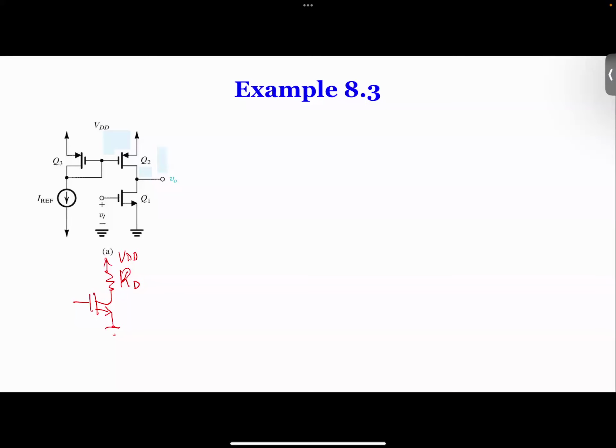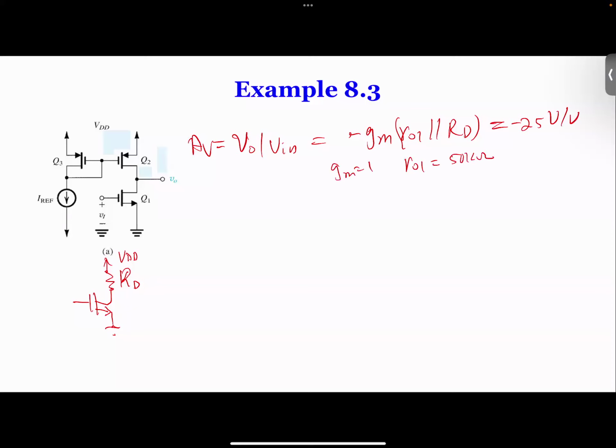By doing that, we know that the gain of this circuit is going to be VO over Vin. So AV is going to be minus GM times RO1 in parallel with RD. We're not going to go back to derive everything, but if you have a doubt, you can always draw the small signal equivalent circuit, and right away you will get this solution. Now in order to give this a gain of 25 volt per volt, we know RO1 is 50 and GM equals 1.